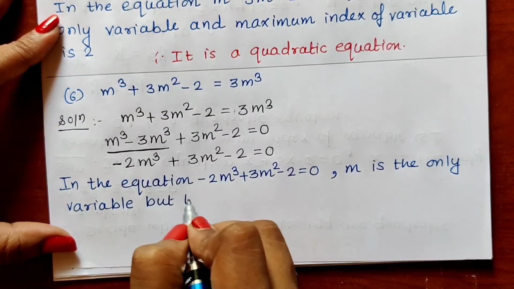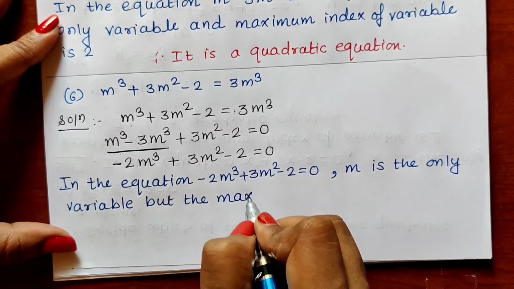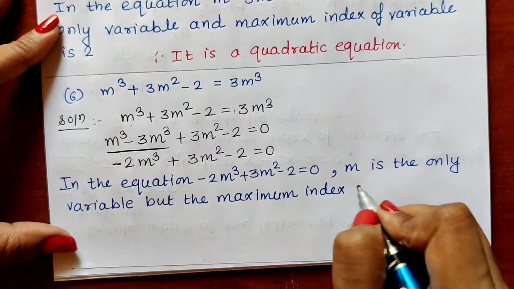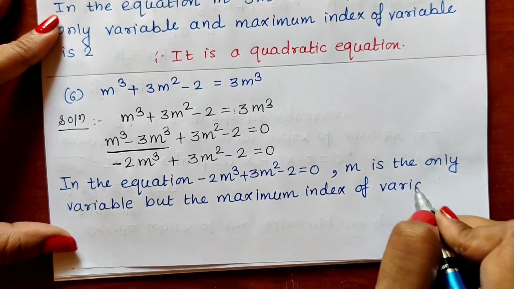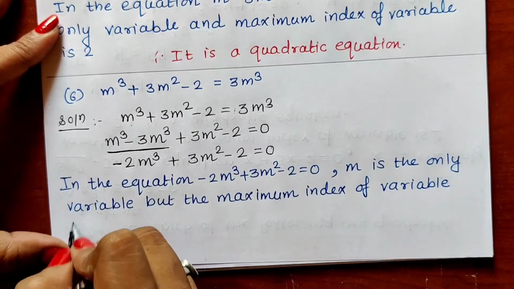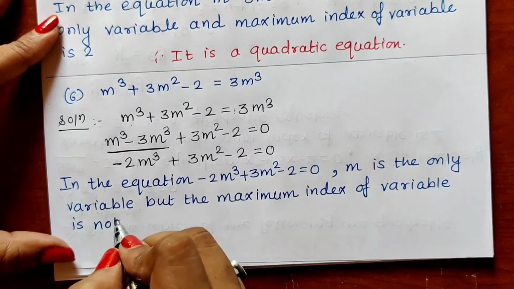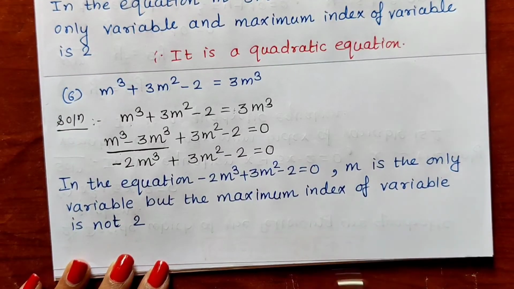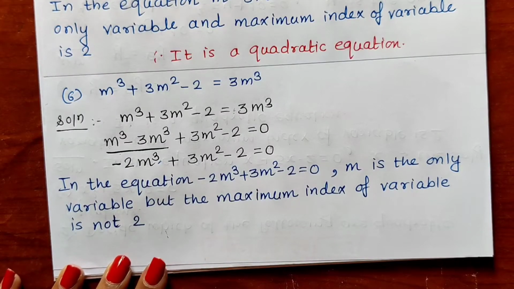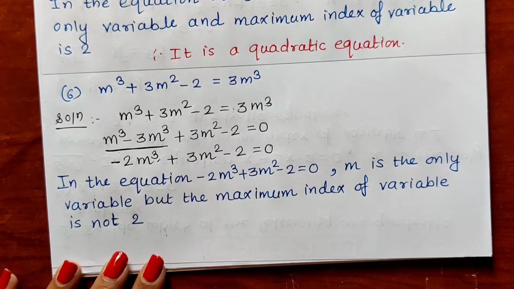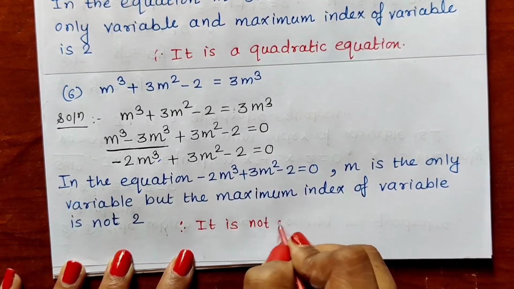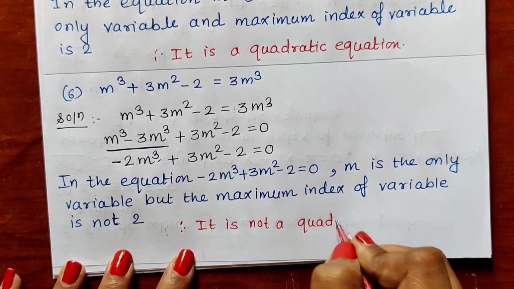But the maximum index of variable is not 2. Maximum index is not 2. We can see maximum index is 3. So as the maximum index is not 2, can we say it is a quadratic equation? No, it is not a quadratic equation.